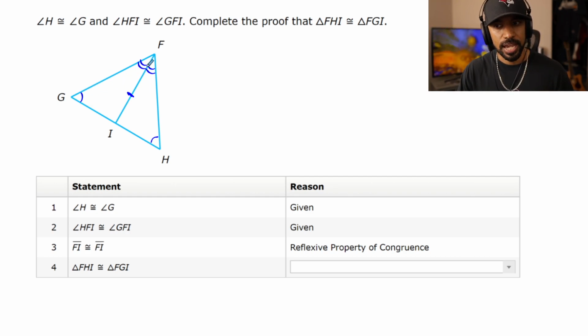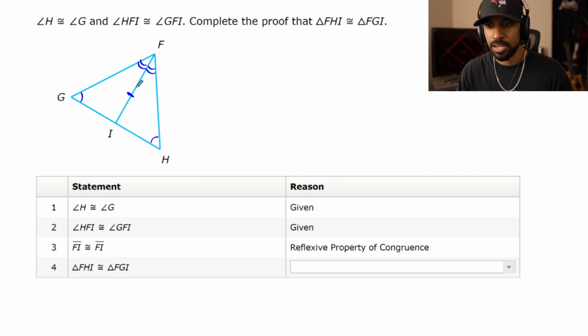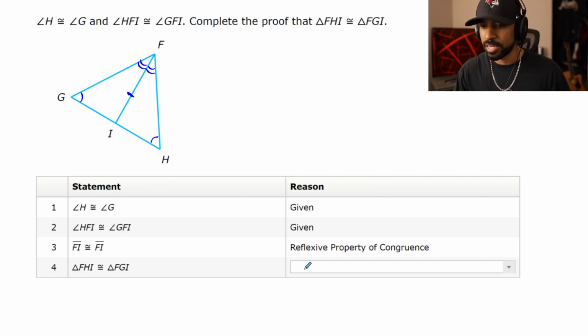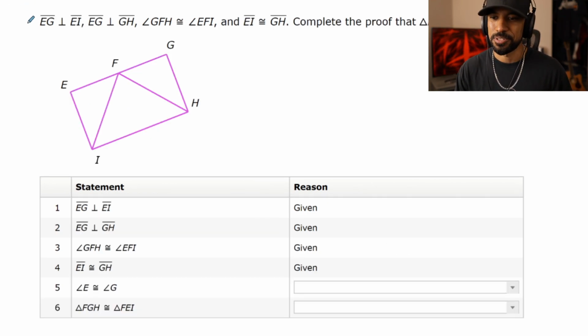This is not angle, side, angle because you can't skip an angle to state the next side right there. This is angle, then angle, then side. Angle, angle, side with angle, angle, side right there is that statement. Again, we're only looking at angle, angle, side or angle, side, angle for these statements here.